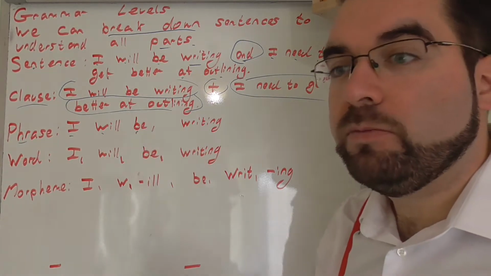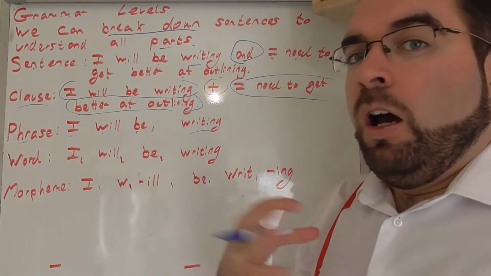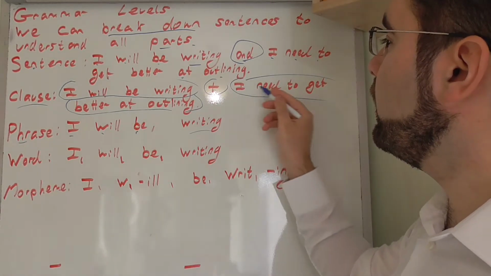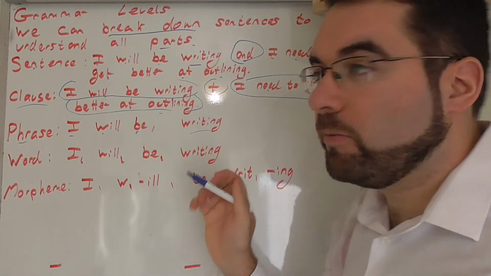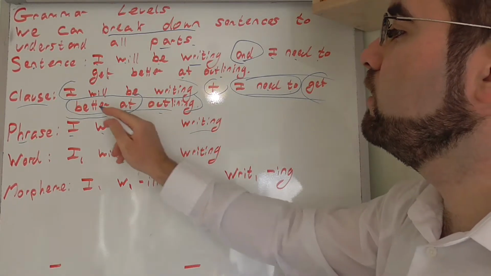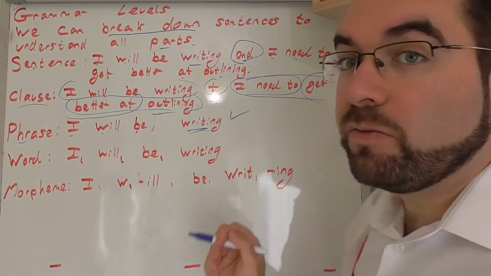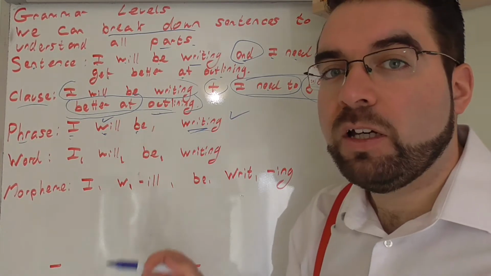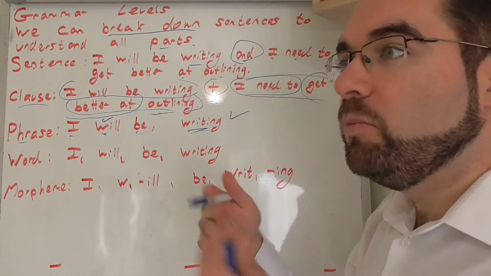I will be writing. I need to get better at outlining. So, different phrases. Writing is a verb, so a verb can be by itself. I will be. Here's the verb. Will, verb. I, subject. I will be something.